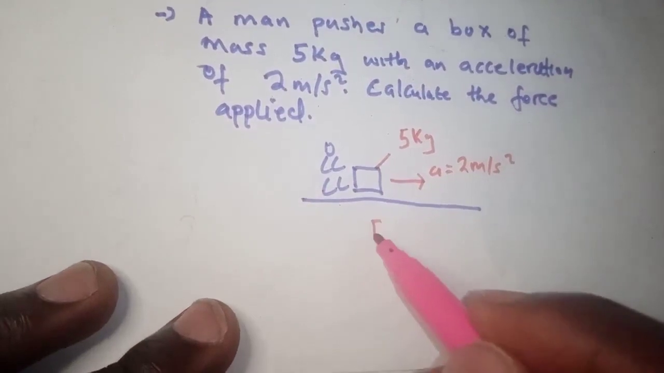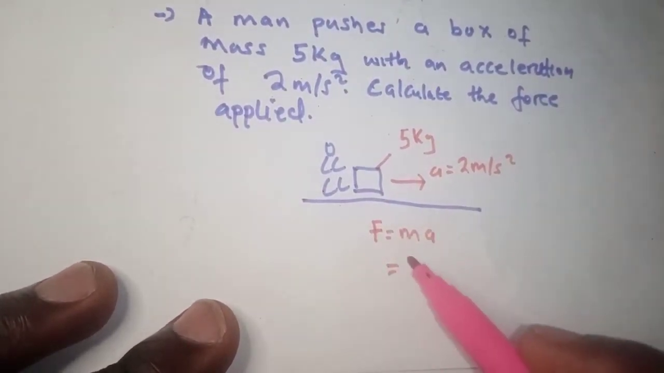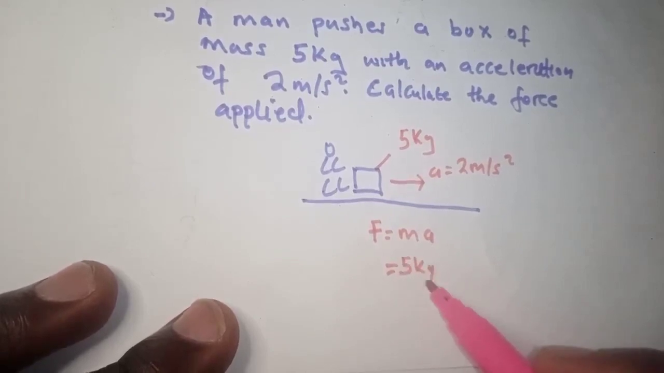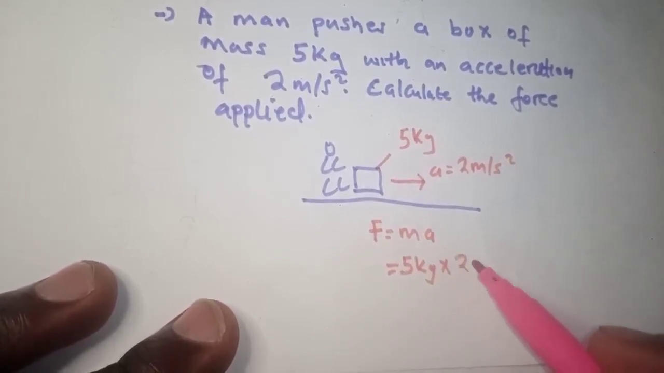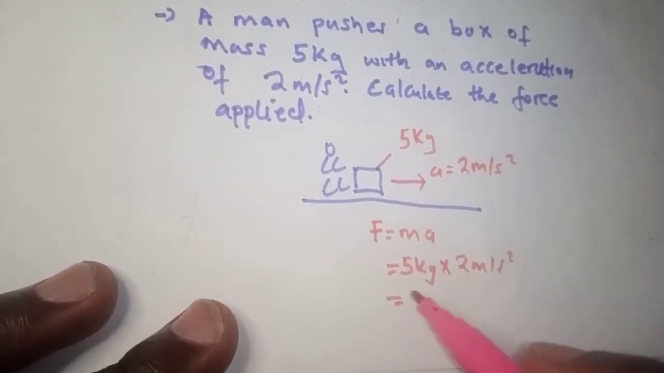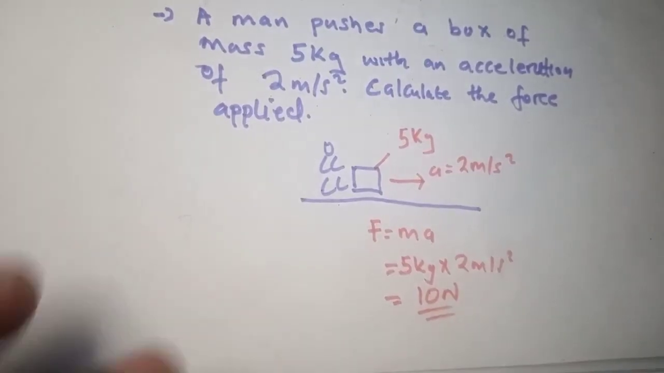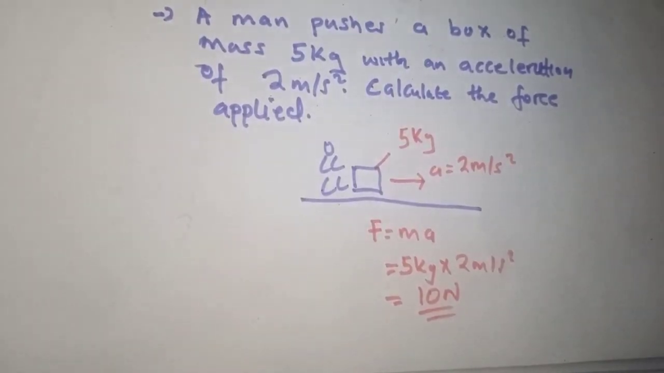So we find the force being applied. Force is equal to mass times acceleration. The mass is 5 kg times acceleration, 2 meters per second squared, and here you get a force of 10 newtons.